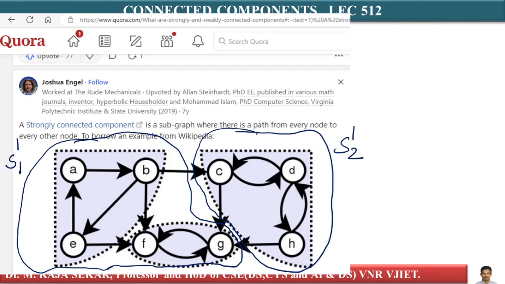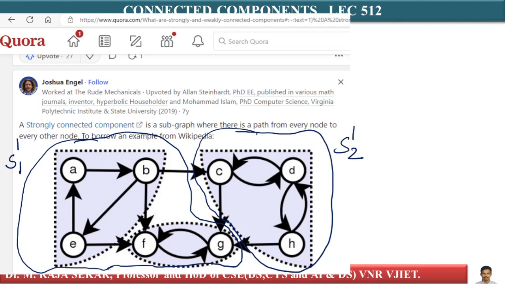I cannot go from F to E, isn't it? I cannot go from F to E A B. So this S1 dash cannot be a strongly connected component.